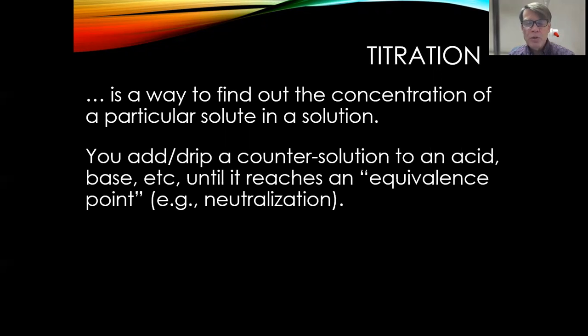And what you do is, for example, if you're trying to find out what the concentration of a certain acid is, you're going to drip a base into it until it reaches what's called an equivalence point. That's where it's neutralized, and it's not acidic or basic, but it's right in the middle. And so if you're trying to figure out the concentration of an acid, you drip base into it using a burette, like I have behind me.